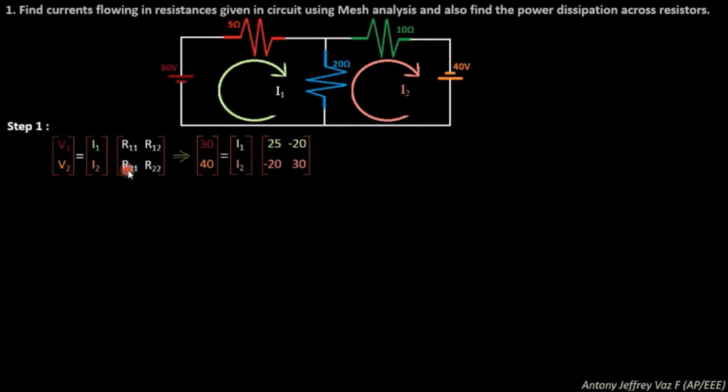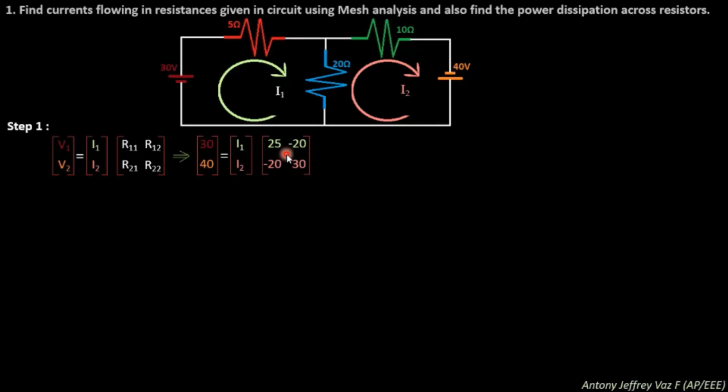For R21, that is the resistance which is common to loop 2 as well as loop 1. Which resistance is common? This resistance is common. For this resistance, the current I2 is in the anti-clockwise direction, whereas the current I1 is in the clockwise direction. So we will substitute minus 20 for R21. For R22, simply add 20 plus 10. What is the value? 30. Just put it over here. That's all. Very easy. The matrices are formed.